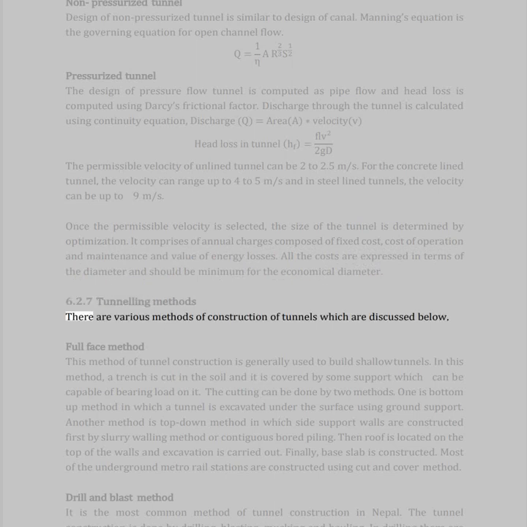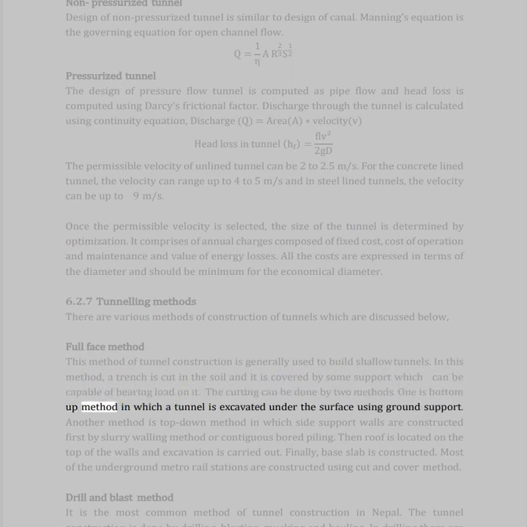6.2.7 Tunneling methods. There are various methods of construction of tunnels which are discussed below. Full face method. This method of tunnel construction is generally used to build shallow tunnels. In this method, a trench is cut in the soil and it is covered by some support which can be capable of bearing load on it. The cutting can be done by two methods.